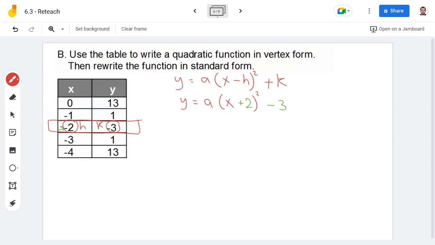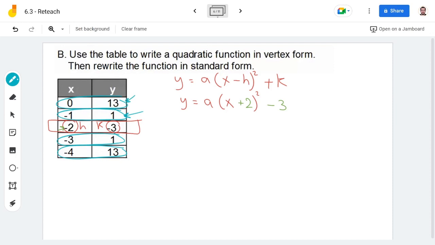Then after that, pick any 2 points. You have this point here, this point here, this point here, this point here. Pick any easy small number. If I need to pick a number, I will pick this one because this one is negative 1, 1. It's easier for me. Or you can pick 0, 3. Also 0, 3 is easy.